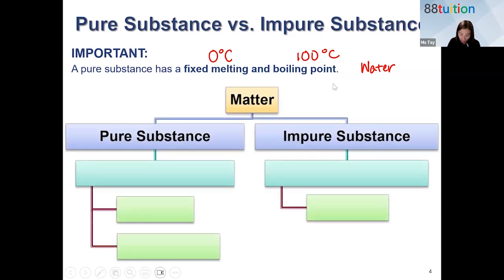Okay, so now when we talk about pure substances, you have to understand and remember one important criteria. Definitely, they will have fixed melting and boiling point. So if I talk about water, melting point must be 0 degrees, and then boiling point must be 100. Anything that is not 0 or 100 respectively is not a pure substance. That means it's not pure water.